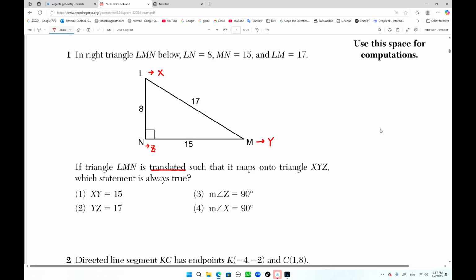First one, XY is 15. XY before was 17, after the translation it's going to be the same number, 17, not 15. YZ is 15 over here, right? This is 15. Angle Z is 90. Yeah, angle N and angle Z, their corresponding angles must be equal to 90. Okay.